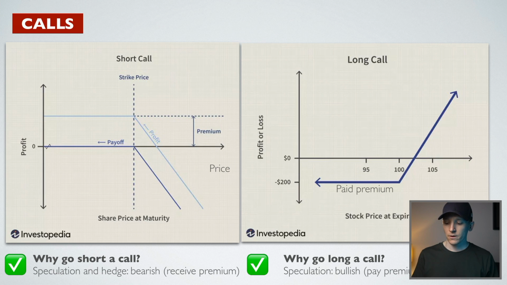So you've got a long call right here. This is a speculation, and you're bullish on the price. Now remember, when you buy an option, you pay a premium. So this is the premium that we pay, right? And we pay that all the time.